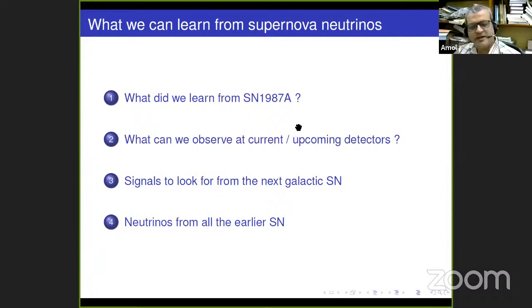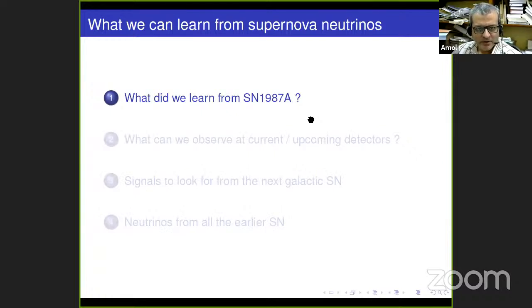So let's try to learn something from history first. And the history of the supernova is actually not very long. We have only seen neutrinos coming from one supernova so far, and that happened in 1987A. So the question now is, what did we learn from 87A? Let me take you back to what we observed in 87A.